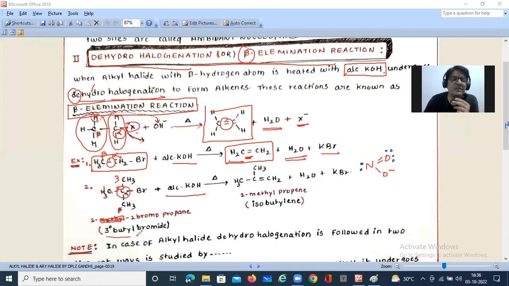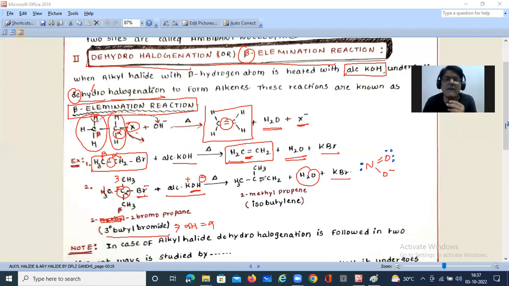So from this tertiary butyl bromide, how many alpha hydrogens are there? Each beta carbon has 3, so 3 plus 3 plus 3, total number of alpha hydrogens is 9. So any one of those carbons can lose an alpha hydrogen, which is removed by the OH minus of KOH as H2O. And the remaining Br minus combines with potassium and moves out as KBr.